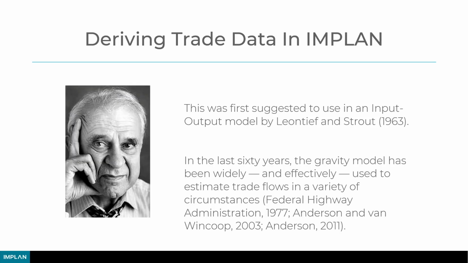This was first suggested for use in an input-output model by Leontief and Strout in '63. Over the last 60 years, the gravity model has been widely and effectively used to estimate trade flows in a variety of circumstances, including by the Federal Highway Administration and a number of other applications. So how do we derive this data? Or how do we think about trade?